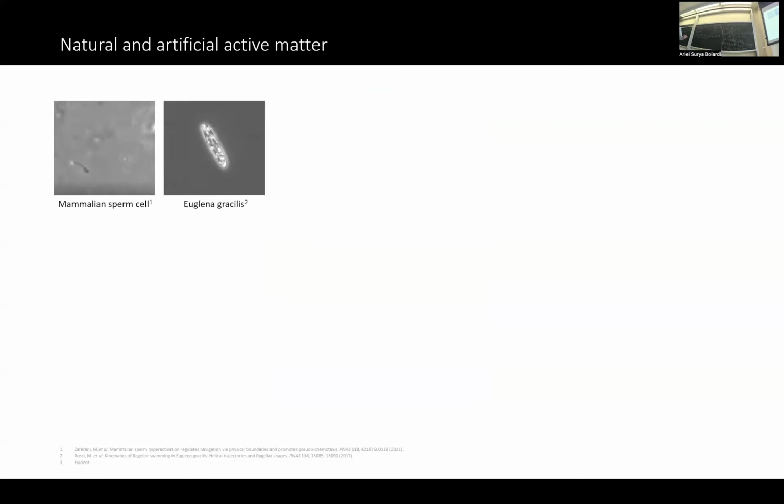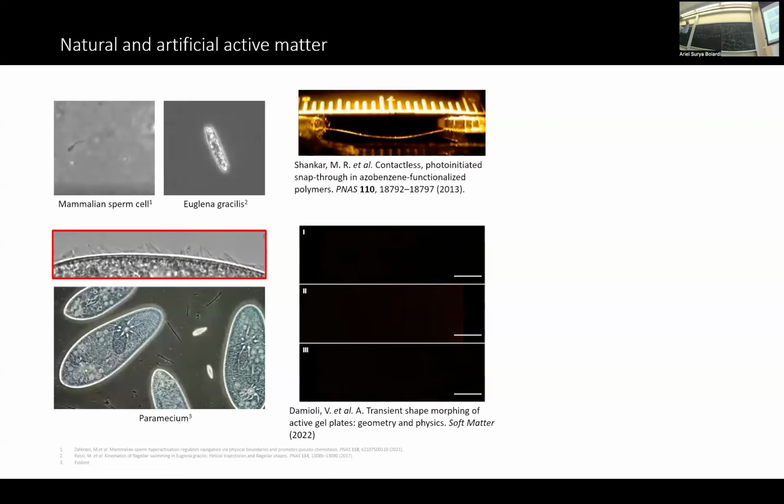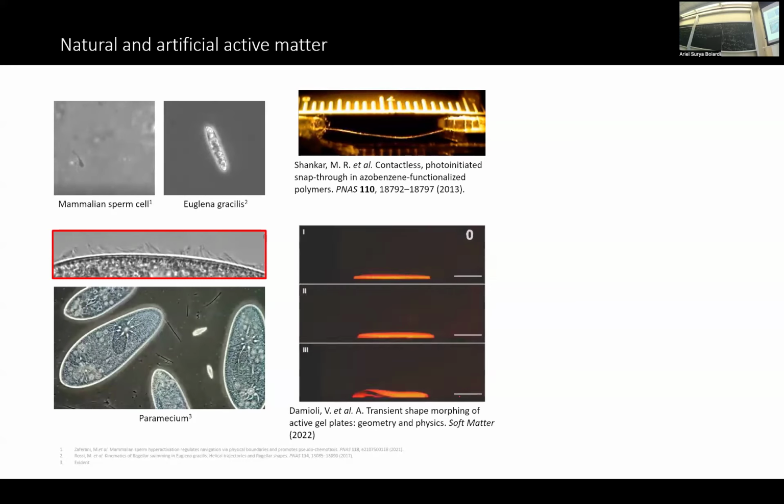For example, here is a liquid crystal elastomer which, under illumination, starts to bend and snaps. In the video, or a work in our group of some years ago. These are hydrogels which respond to a chemical gradient and again change their shape.